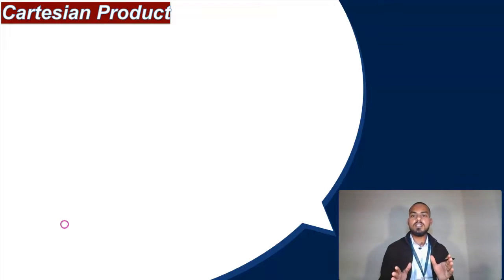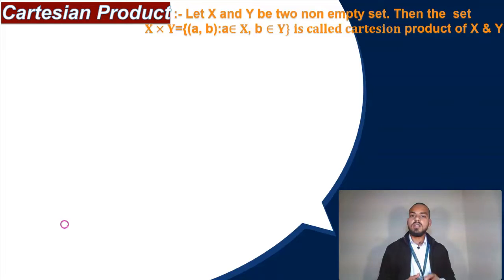Suppose you have two non-empty sets x and y, and we want to define the Cartesian product from set x to y. It is very simple. First of all, you need to write x cross y, and this is equal to the collection of all the ordered pairs from set x to set y, such that the first element of this ordered pair comes from this non-empty set x, and the second element of this ordered pair comes from this non-empty set y, and this collection is called the Cartesian product from set x to set y.